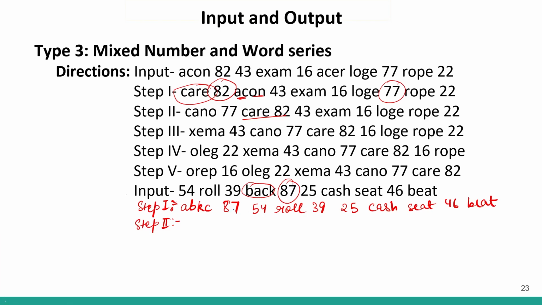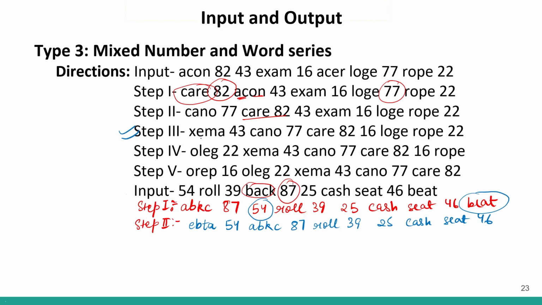So after, in these letters, I can see the next smallest alphabetical letter to be beat and the biggest number to be 54. Correct? So I can arrange it like this. BE will exchange, so it will become EB. And AT will exchange, it will become TA. So I will get 54 over here. Then I will get ABKC, 87. And the rest will be in the same order. So RO, LL, 39, 25, cash, seat, and 46.